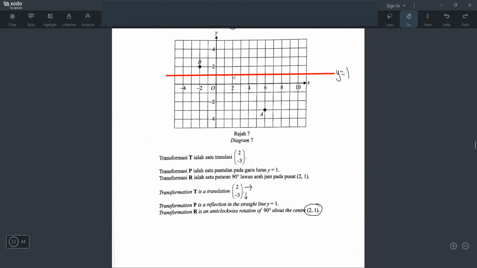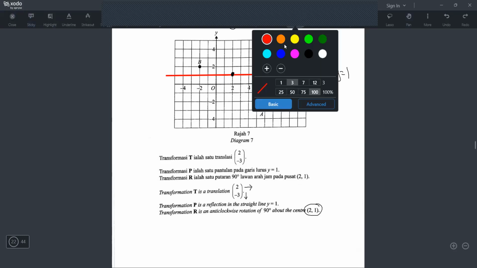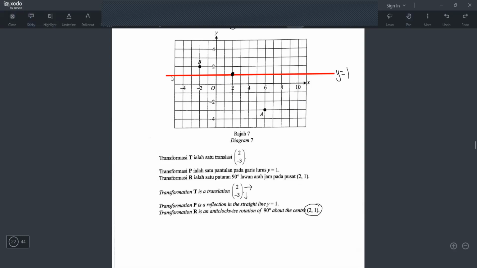So 2, 1 is this one, right? What I should do now is draw a cross on this center. Let's use another color, maybe blue. It will look something like this. Maybe up a bit. Yep, like this. And then let's draw another line to complete the cross. So this is the cross, right? This cross is for you to do the rotation later.